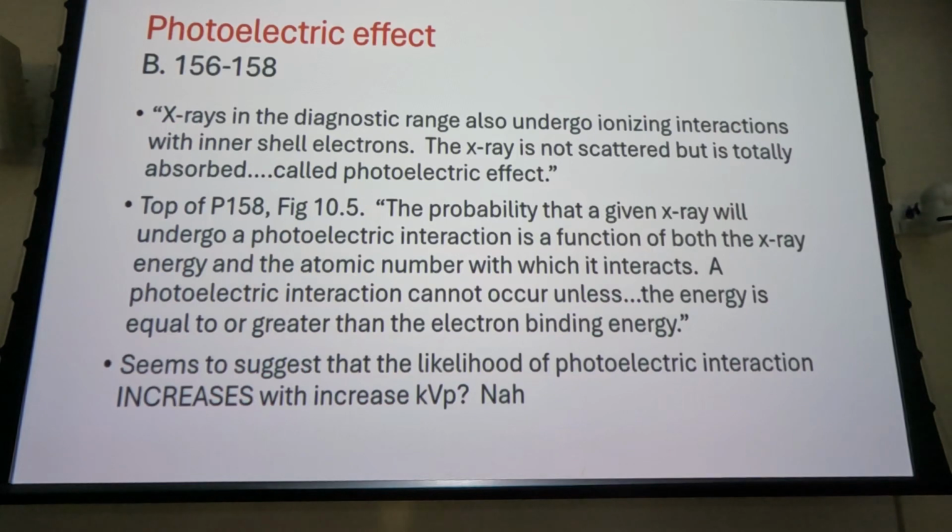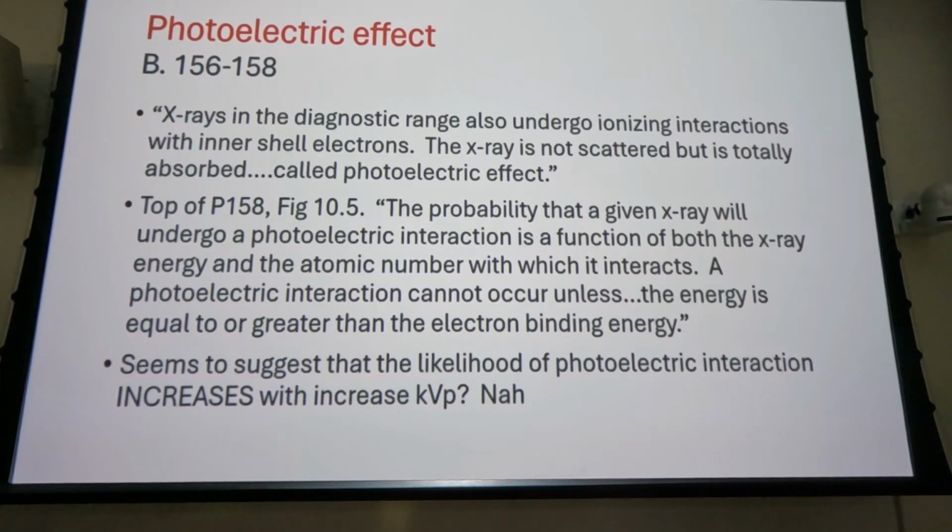The X-ray is not scattered, but is totally absorbed. So that's your photoelectric effect. The probability that a given X-ray will undergo photoelectric interaction is a function of both the X-ray energy and the atomic number of the material with which it interacts. So again, bone versus soft tissue. They're going to scatter in both of those, but they'll more likely absorb in the bone.